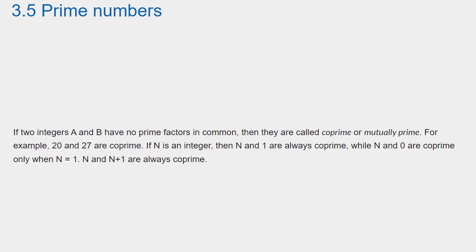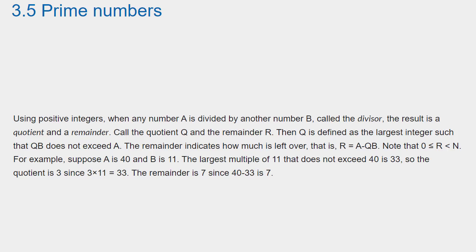If two integers a and b have no prime factors in common, then they are called coprime or mutually prime. For example, 20 and 27 are coprime. If n is an integer, then n and 1 are always coprime, while n and 0 are coprime only when n equals 1. n and n plus 1 are always coprime.